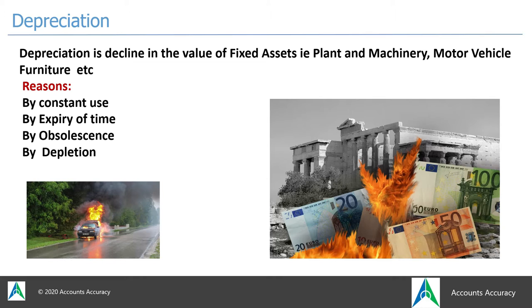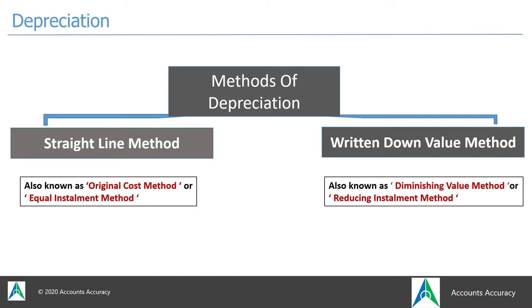As you know, depreciation is the decline in the value of fixed assets, that is plant, machinery, motor vehicle, furniture, etc. I have already discussed it in detail in my previous video. You must watch my first video on depreciation to understand it in detail. Today I will be discussing the written down value method. The straight line method has already been discussed in the second video on depreciation. Let's study the written down value method today with the sum.